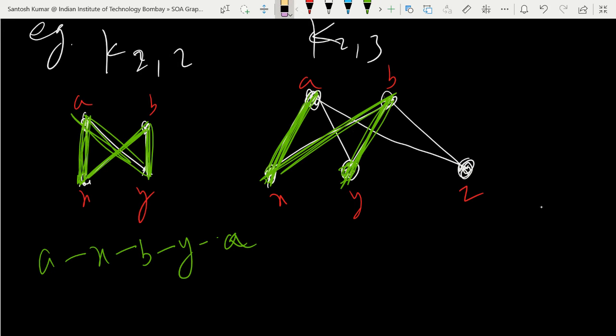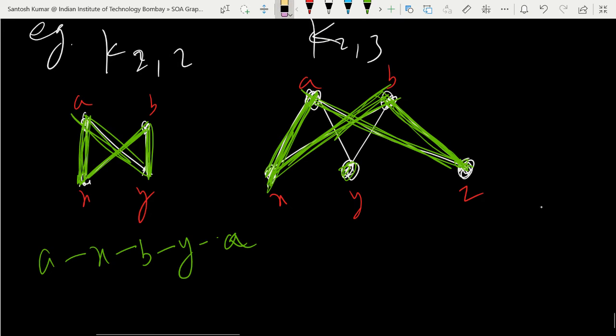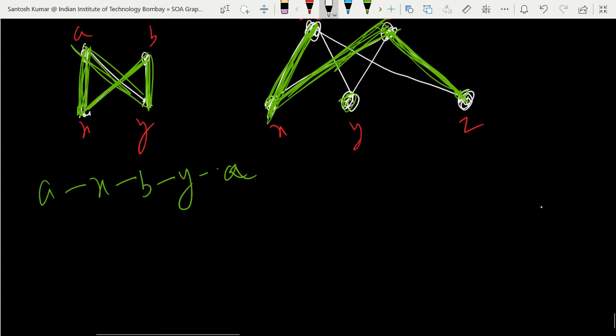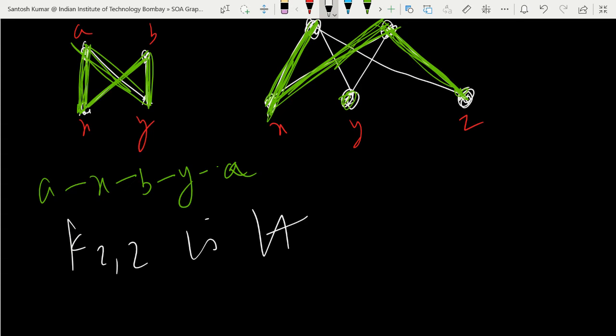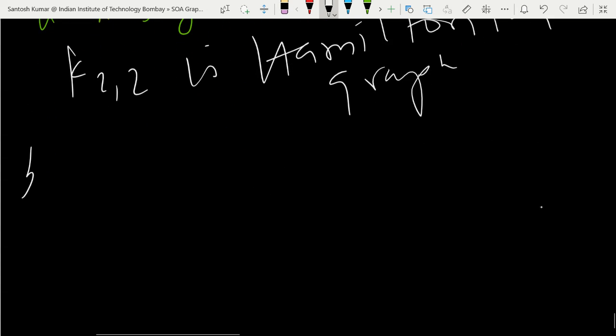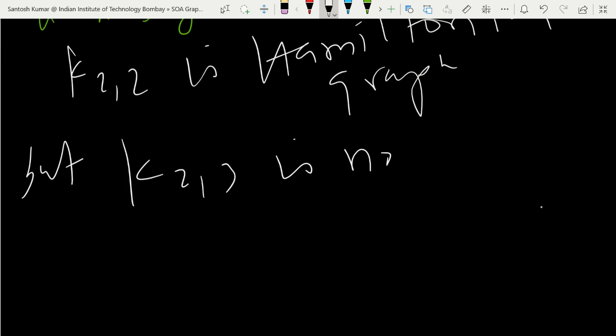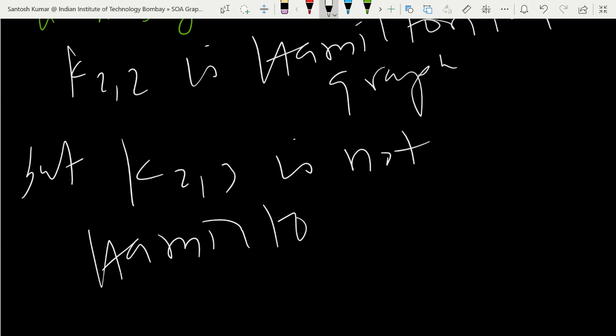Or if you don't want to come to Y first, no problem: A to X, X to B, B to Z. Then the question is, how will you return to Y? Directly you cannot return to A; you have to come to Y. There is no way to come from Z to Y without repeating a vertex. So K22 is a Hamiltonian graph, but K23 is not a Hamiltonian graph.